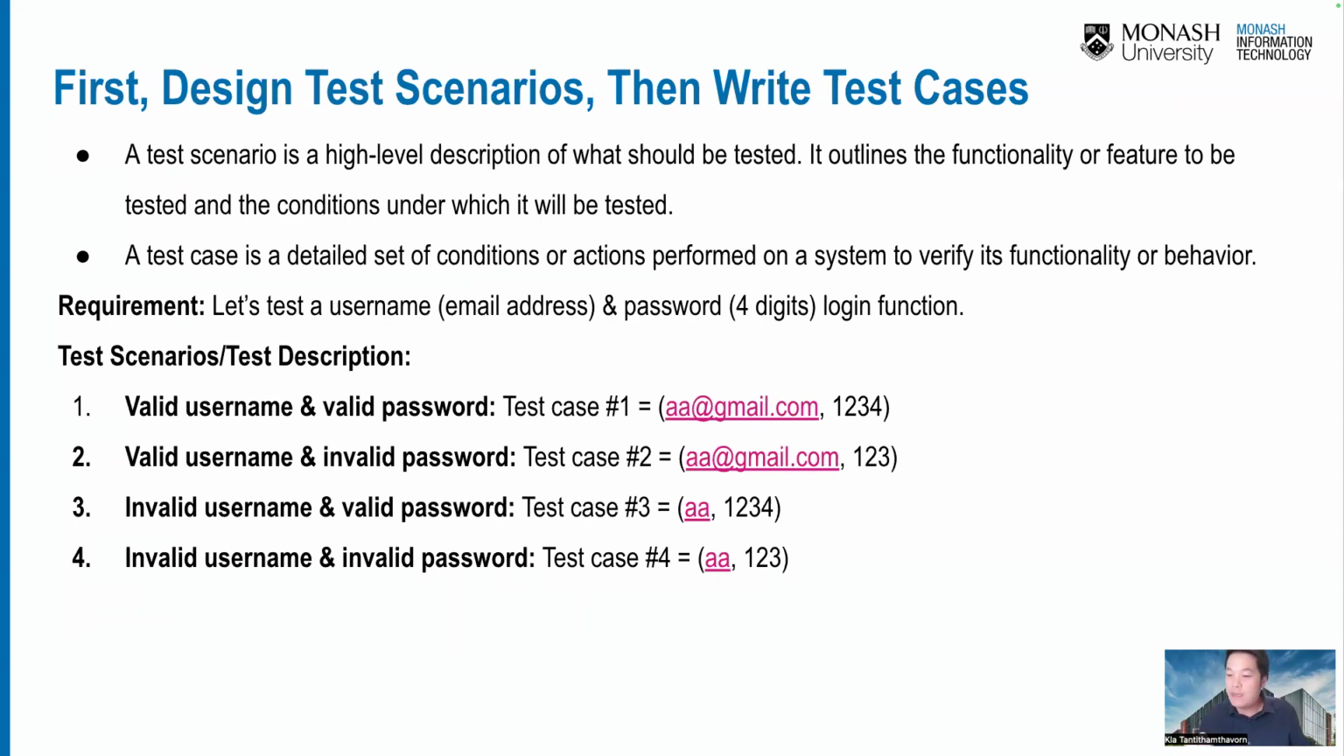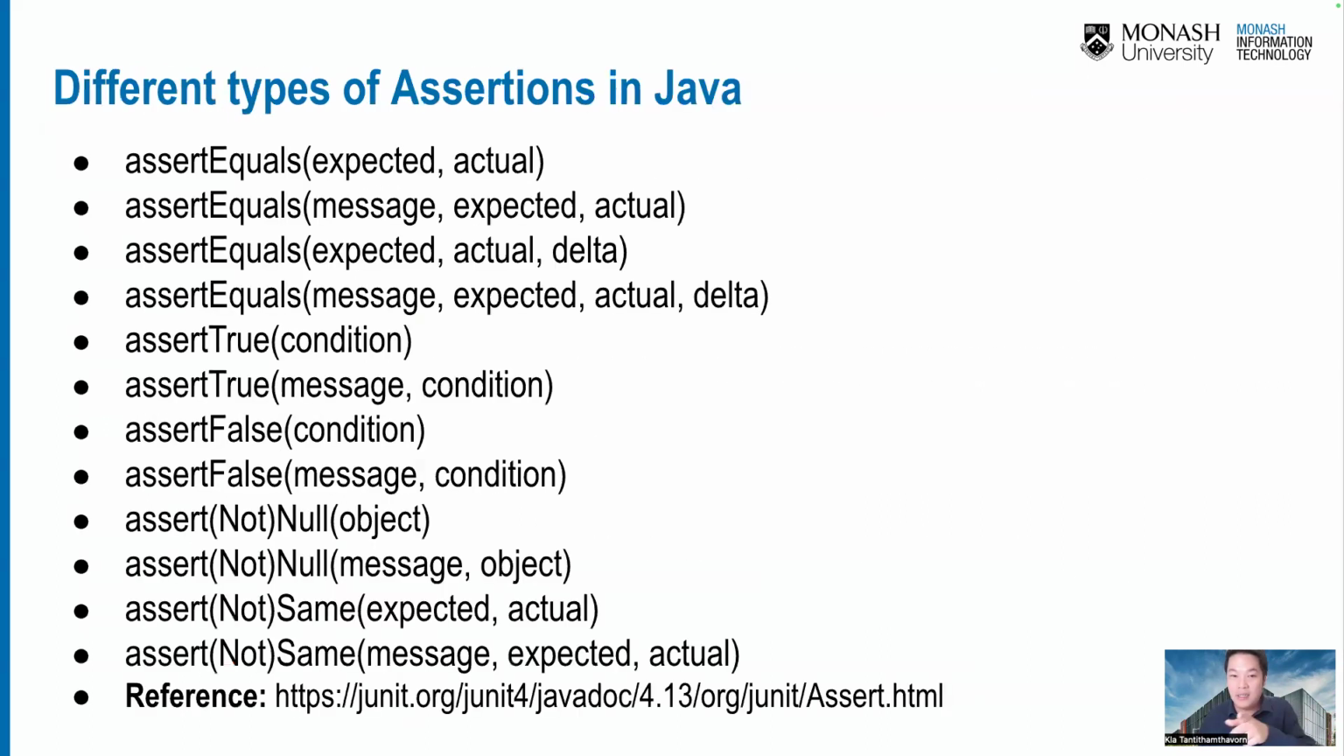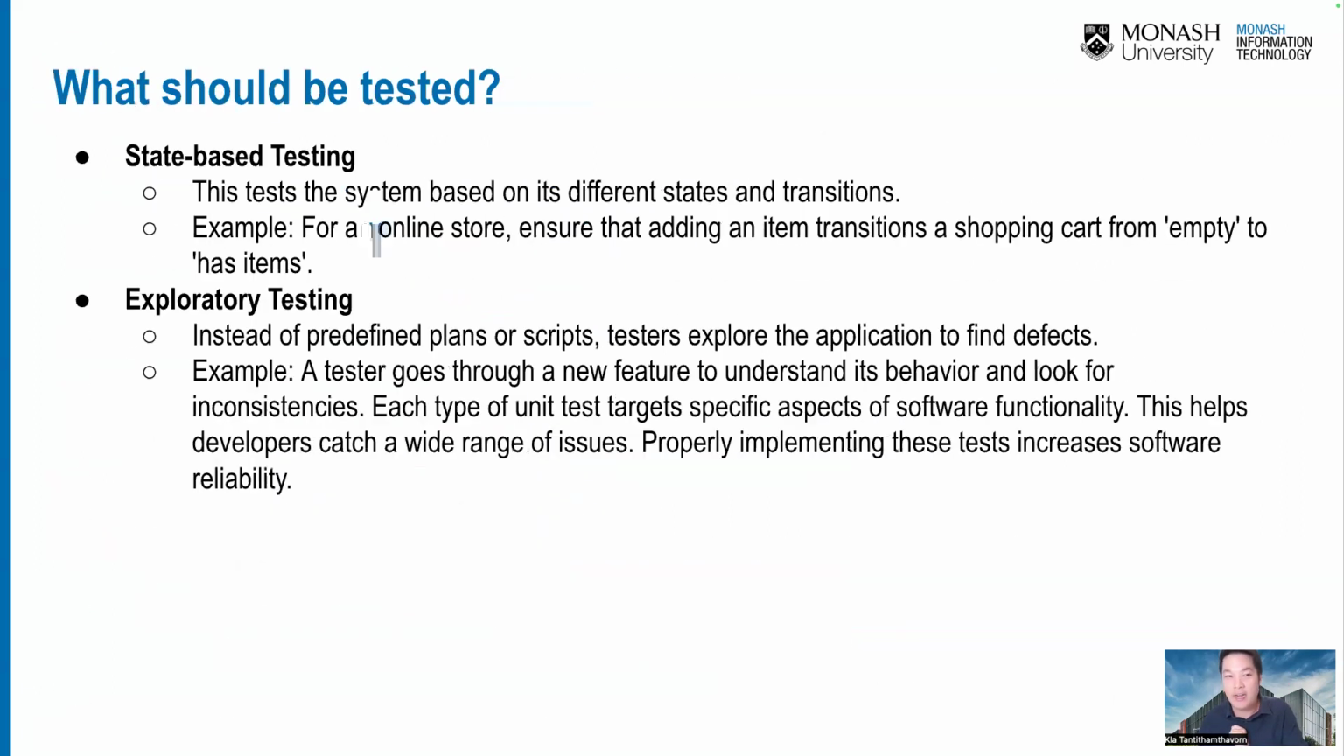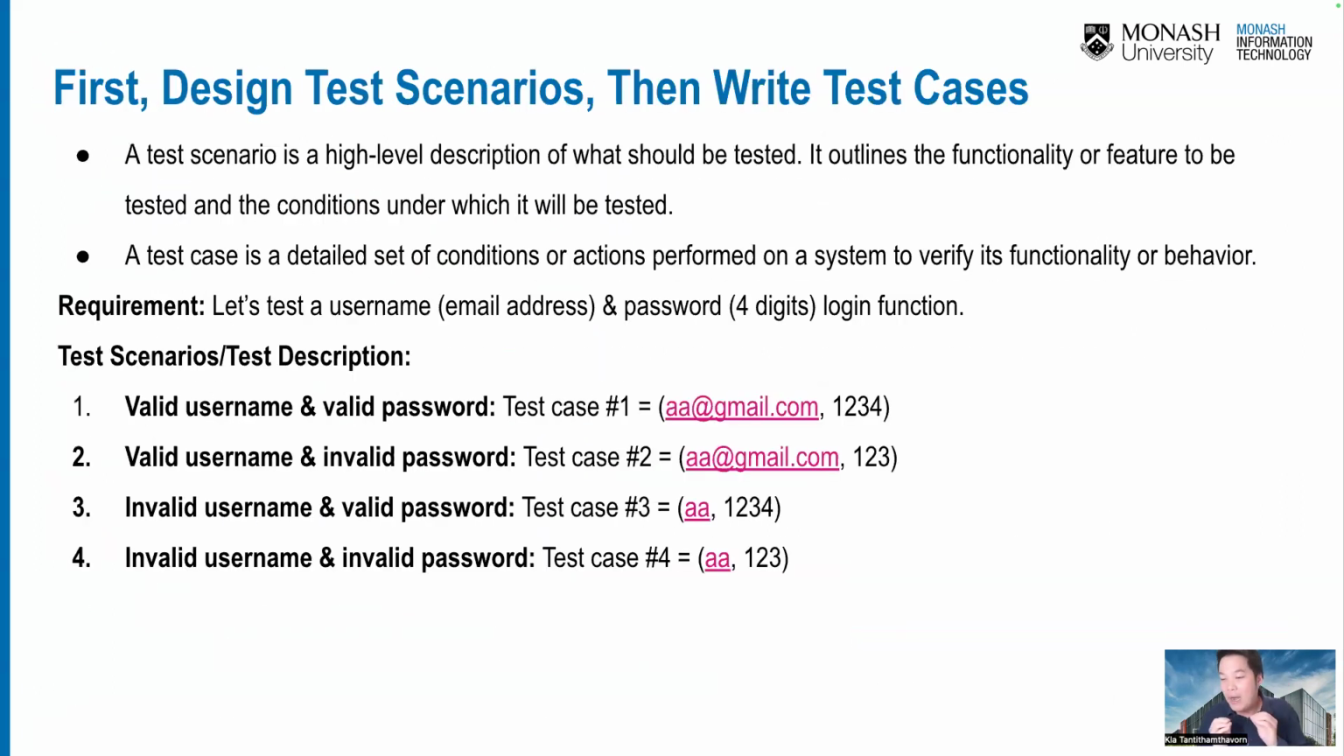The first thing, once you understand the requirement, is that you need to come up with the test scenarios. That is the test description. The test scenario provides you a high-level description of what should be tested, so it tells you the purpose. Let's say this is an example: we want to test the login function. The login function takes the username, which is an email address, and a 4-digit password. We know the requirement clearly here.